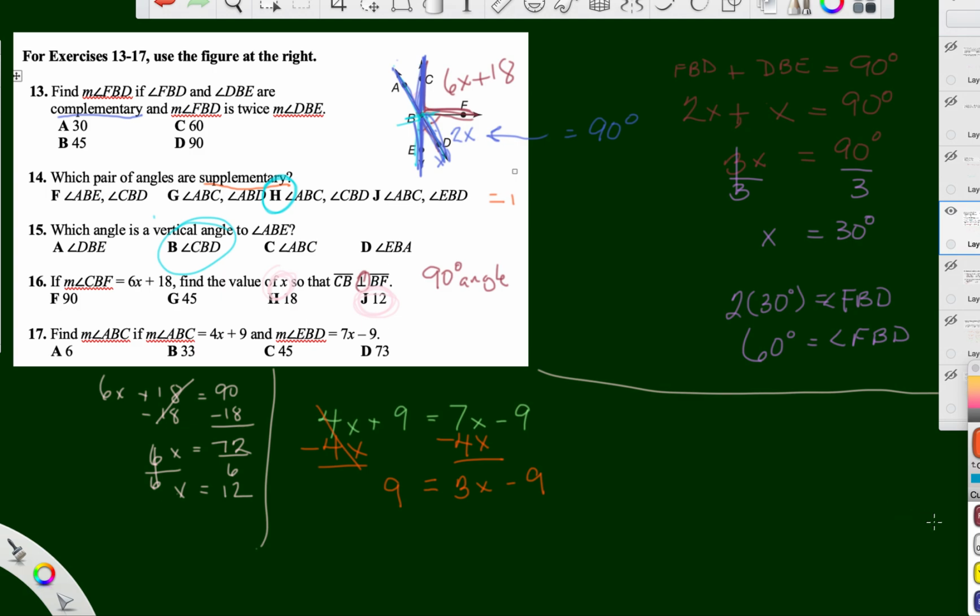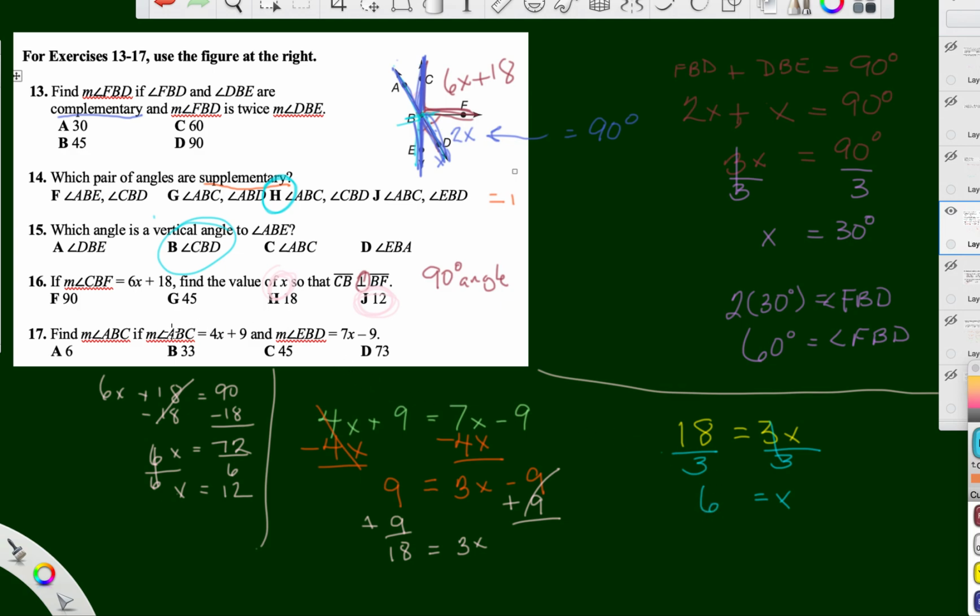Now, I want to get rid of that minus 9, so I'm just going to add 9 to both sides. And what I'm going to end up with is 3x is equal to 18. I'm going to rewrite it up here so I have space. Let's do it the way it looks, because I don't want to mess you up. 18 is equal to 3x. What I'm going to do right now is divide by 3. And I'm almost there, right? I have x is equal to 6.